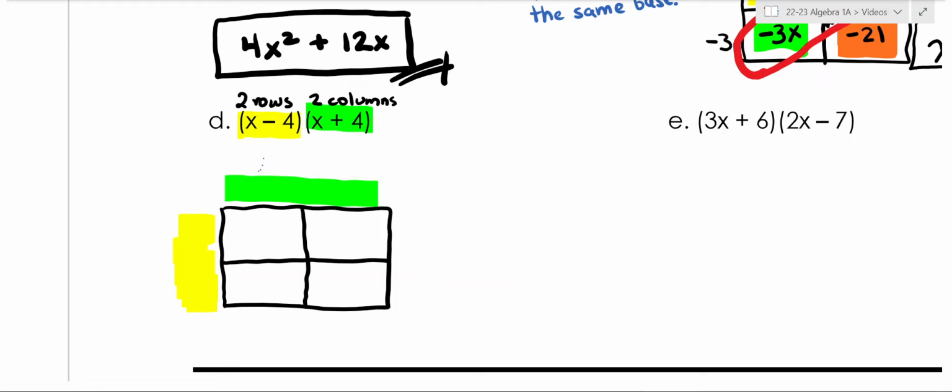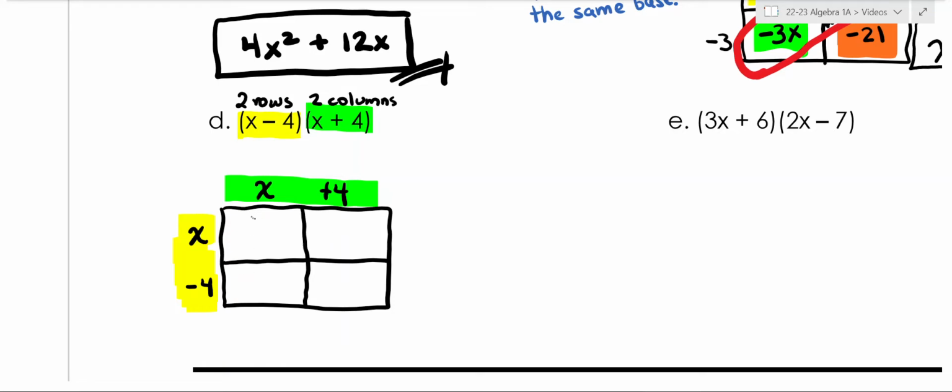All right, so I hope the coloring is helping. X minus 4. So the x goes here, and the negative 4 goes here. X plus 4, x goes here, and the positive 4 goes here. No, you don't need the positive sign, but you know, it's a teaching video.